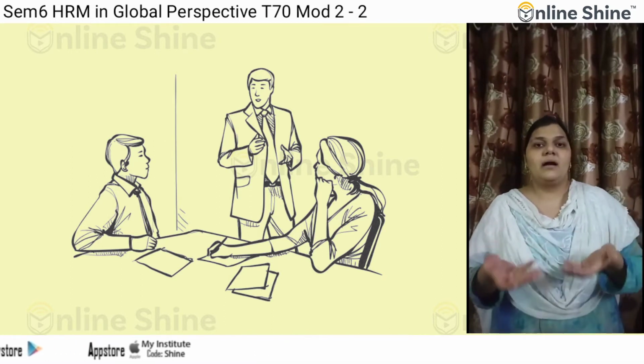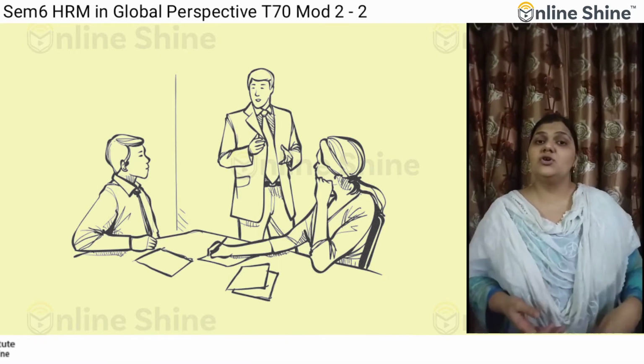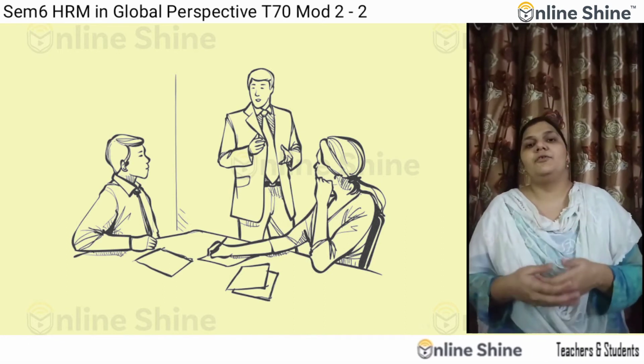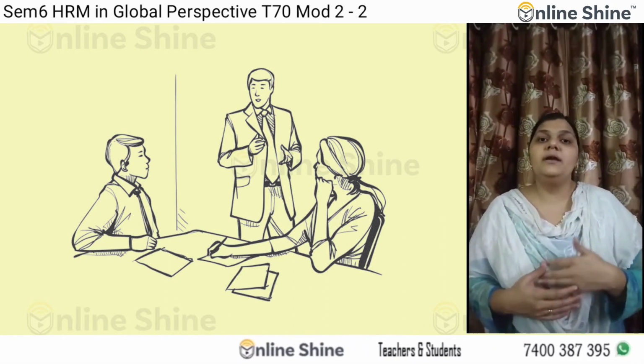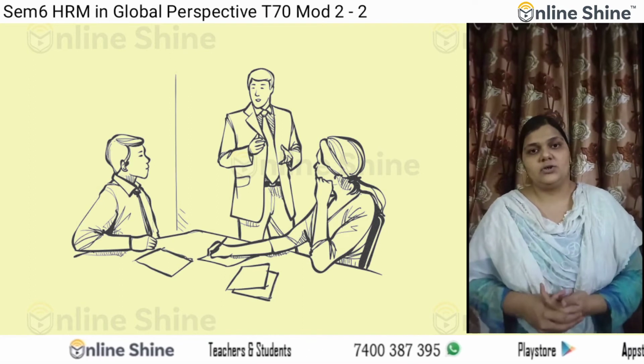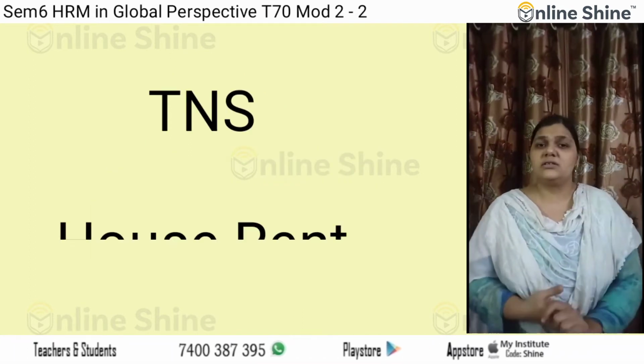So that becomes a basic part, because based on this, a lot of different allowances, a lot of different incentives are based. Your DA allowance, house rent allowance.